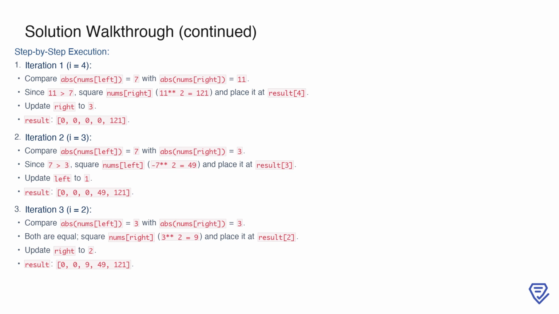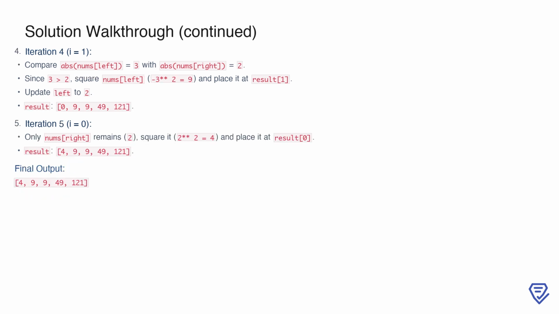For the third iteration, we compare abs(-3) and abs(3). Both values are equal, so we can square either one. Squaring 3 gives 9, which we place in the next position in the result array. The right pointer moves inward once again, and the result array updates to 0, 0, 9, 49, 121.